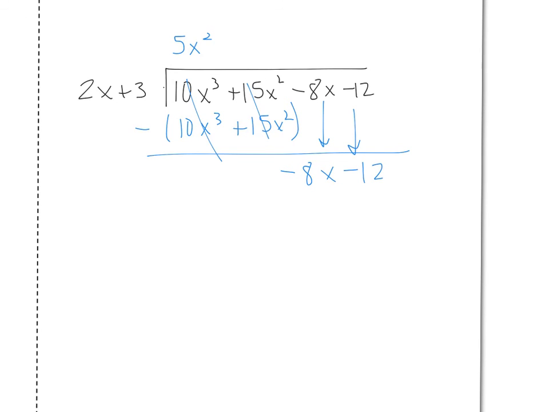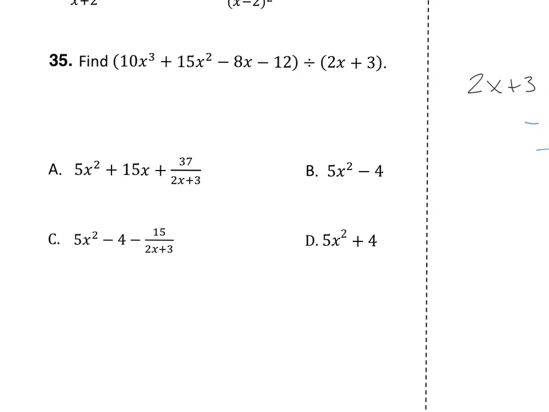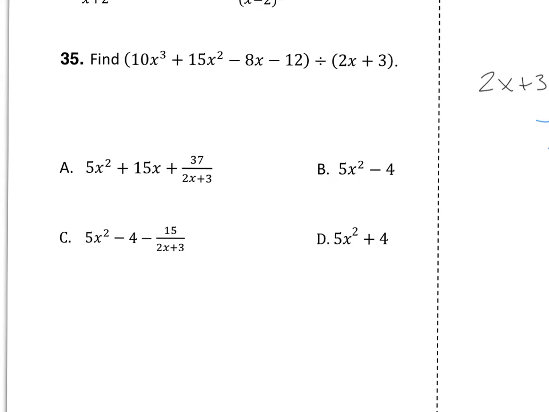And now I'll ask myself, 2x goes into negative 8x, negative 4 times. And then 2x times negative 4 is negative 8x. 3 times negative 4 is negative 12. Subtract, get 0, so I don't have a remainder. So my answer is just 5x squared minus 4, which here would be answer letter B.